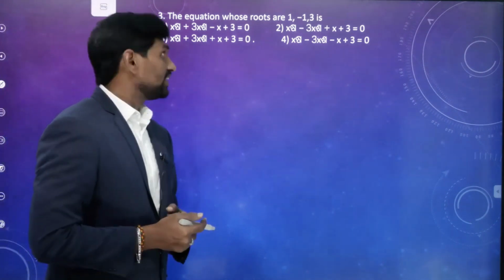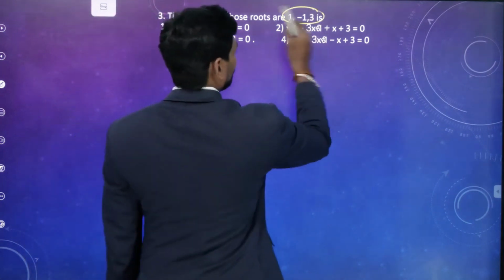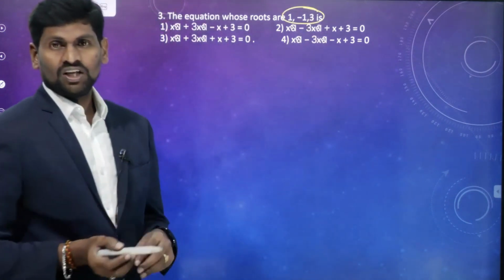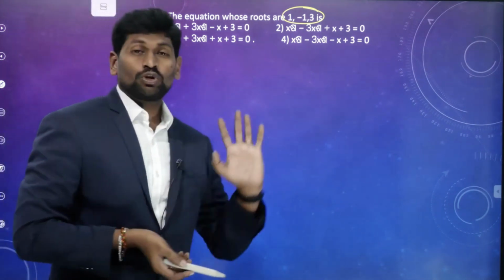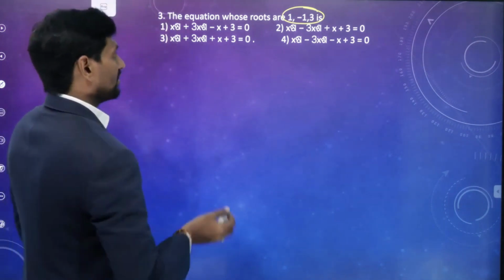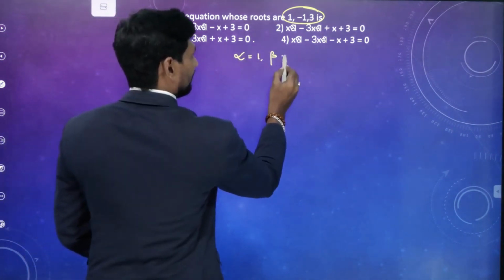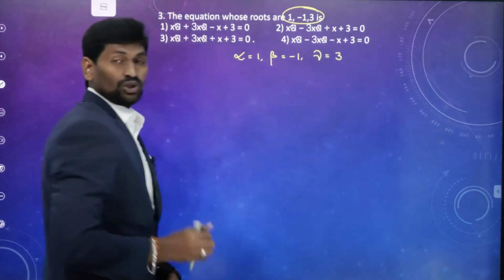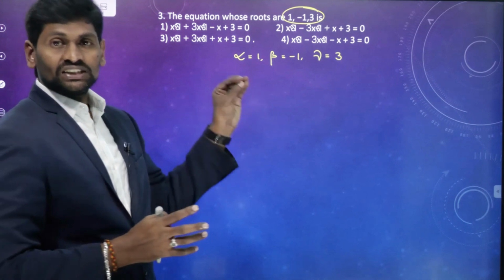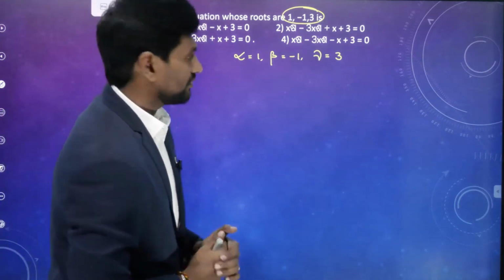Let us go to the third question. The equation whose roots are 1, -1, 3. Already the roots are given, 3 roots. It means it could be a cubic polynomial. So let us take alpha value as 1, beta value as -1 and gamma value as 3. So alpha, beta, gamma are the 3 roots of the given polynomial. We need to find that polynomial.